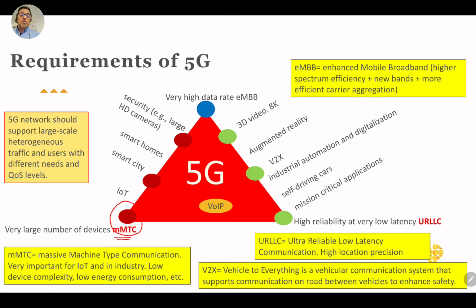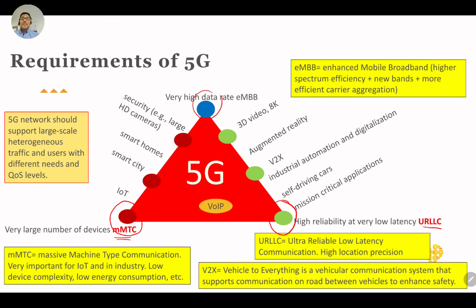What is the second corner? The second corner is high reliability at very low latency, and it is known as URLLC, the ultra reliable low latency communication. What is the third corner? It is very high data rate. It is also known as enhanced mobile broadband. So actually, those are the three corners of 5G.